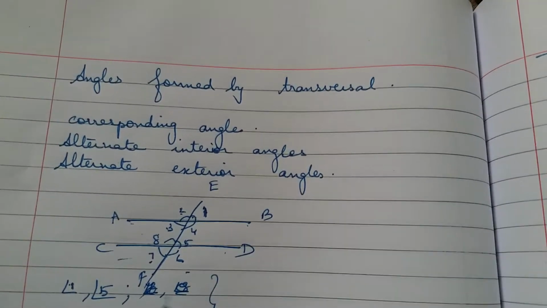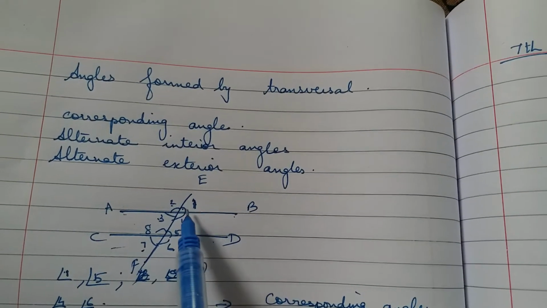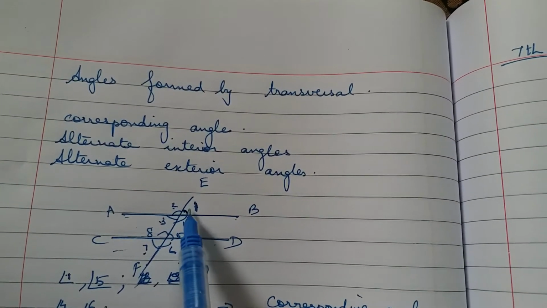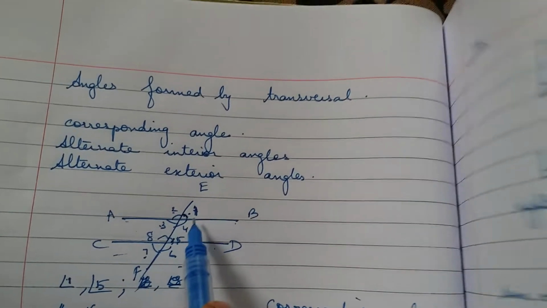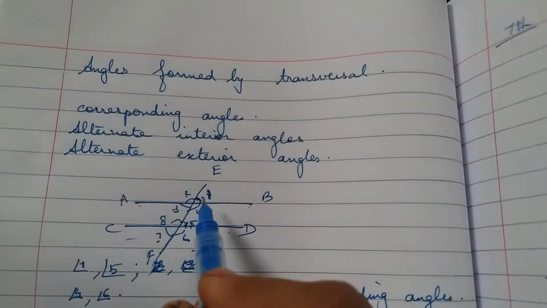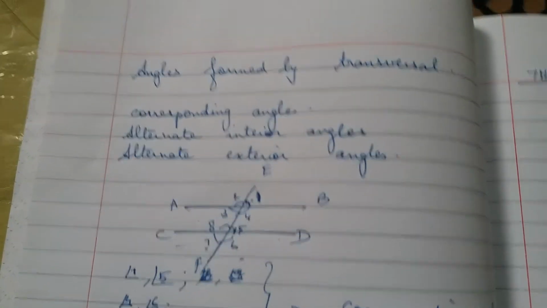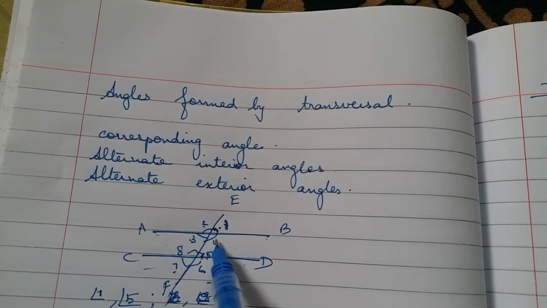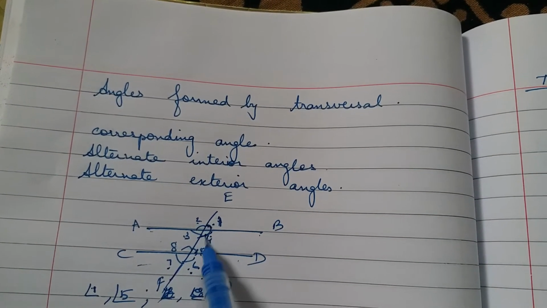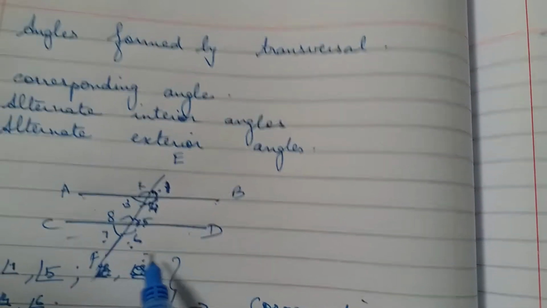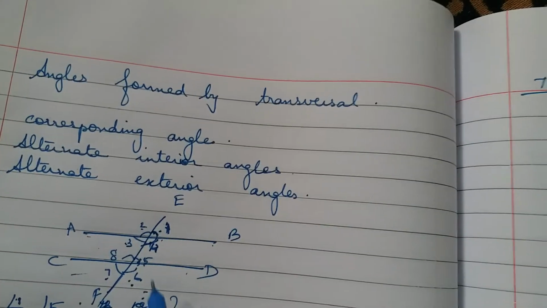Okay, so now you must know what corresponding angles are. Corresponding angles means you are seeing this on the top of the line, and this also you see on the top of the line. 1 and 5 are a pair of corresponding angles. Same way, 4 and 6. You are seeing them down below the line. So this is 4, this is 6. So 4 and 6 are corresponding angles.